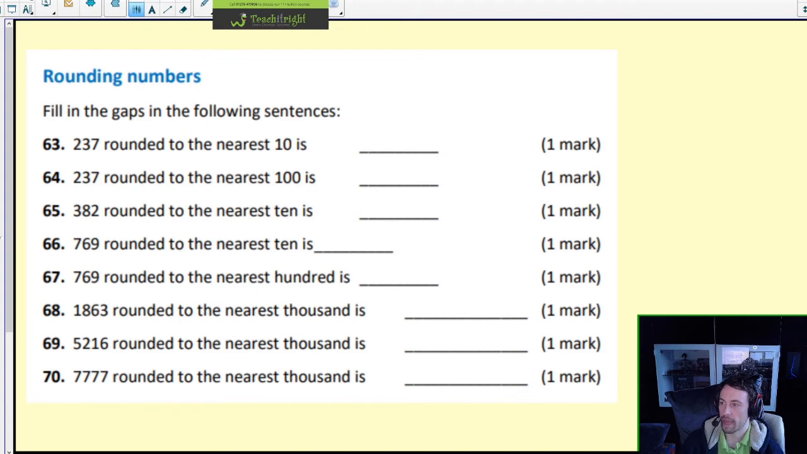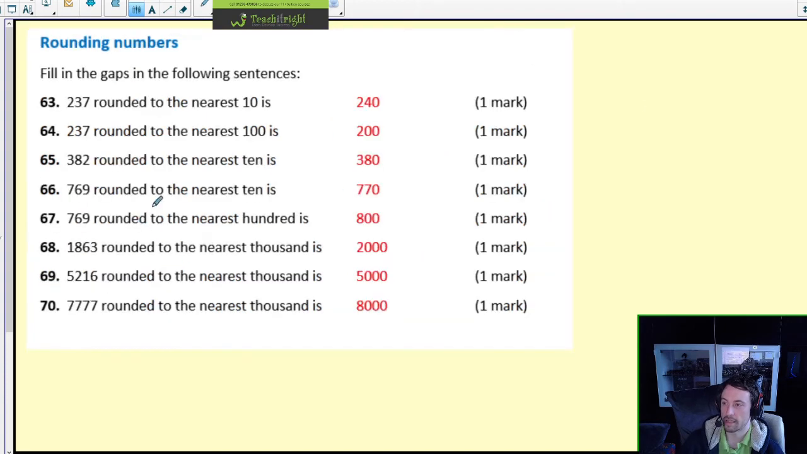Fill in the following gaps. 237 rounded to the nearest 10 is 240. 237 rounded to the nearest 100 is 200. 382 to the nearest 10 is 380. 769 to the nearest 10 is 770. 769 rounded to the nearest 100 is 800.